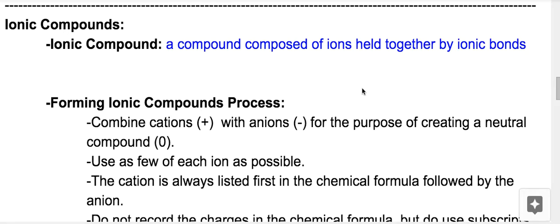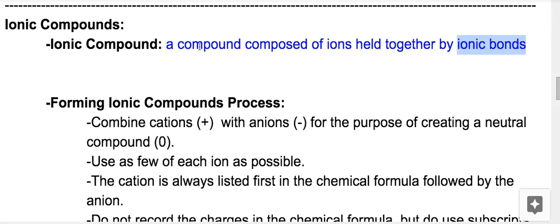So this is our video about ionic compounds and how we actually form the ionic compounds. So first of all, what is an ionic compound? An ionic compound is a compound composed of ions held together by ionic bonds. Remember, ions means a charged, either positive or negative particle. And this whole idea of an ionic bond means that we've got a positive charge attracting to a negative charge. And that simple attraction of opposites is what holds these ions together.